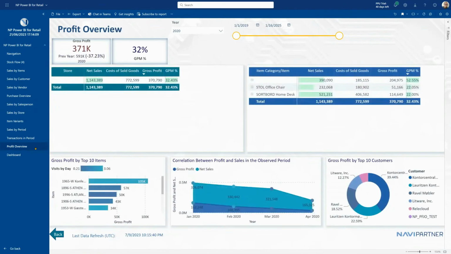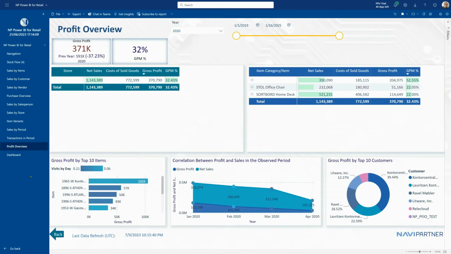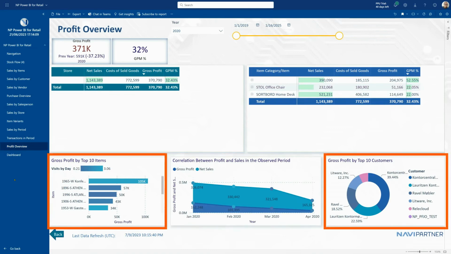On the Profit overview page, you can monitor net sales, cost of sold goods, and gross profit margin by customers, stores, item categories, and items. The charts below show correlation between sales and profit in the selected period, as well as gross profit per top 10 customers and items.